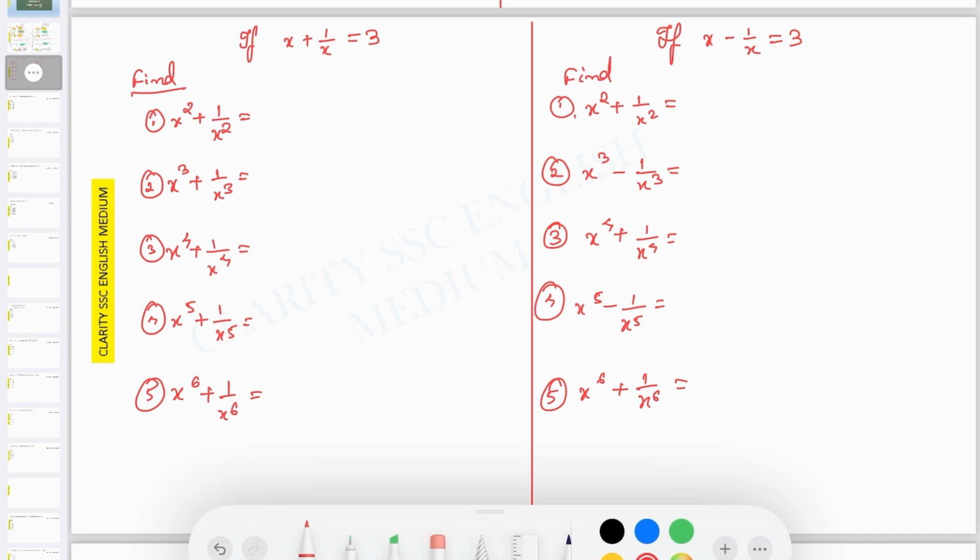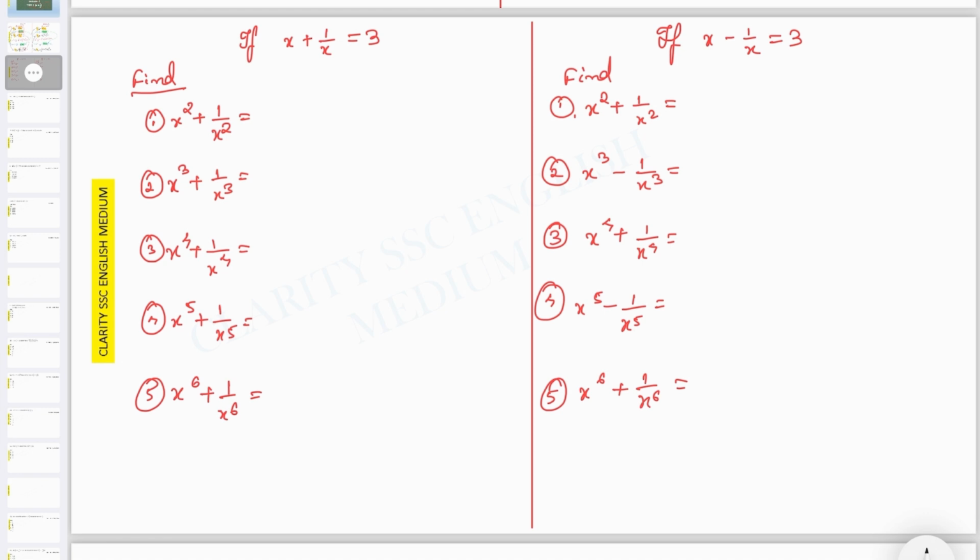Let's solve this. What's the formula for x squared plus 1 by x squared? It's nothing but n squared minus 2. What is n here? N is 3. 3 squared minus 2. So obviously the answer is 9 minus 2, which is 7. Again, x cubed plus 1 by x cubed. What's the formula here? N cubed minus 3n. So what is n cubed minus 3n? 3 cubed minus 3 into 3. It's nothing but 27 minus 9, which is 18.